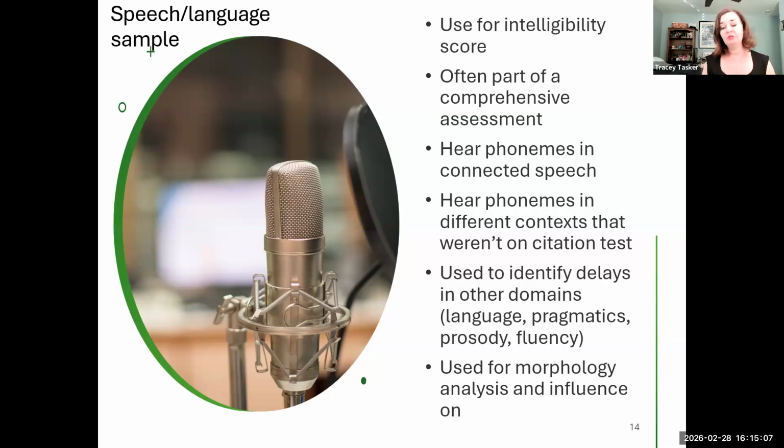It can be used to identify delays in other domains. So if a child has prosody issues, you're going to hear that in a language sample, for example. And it's also going to be used for morphology analysis. So way at the beginning of the semester, we looked at counting morphemes in words. You're getting that from the language sample. So language samples are very useful.